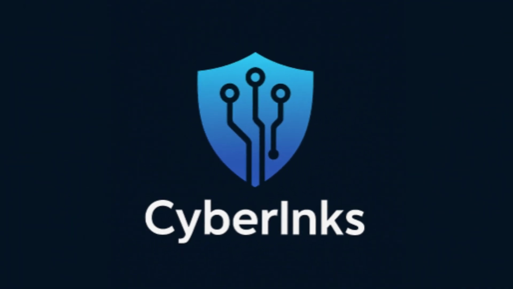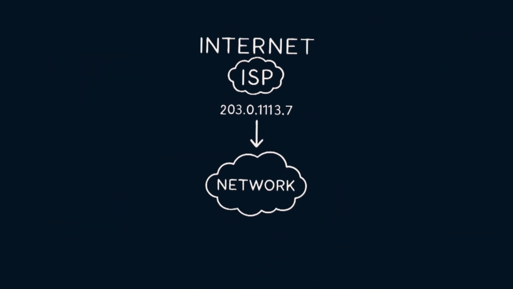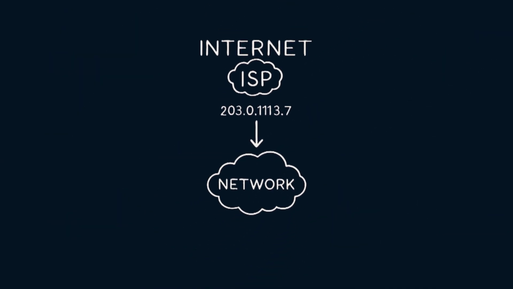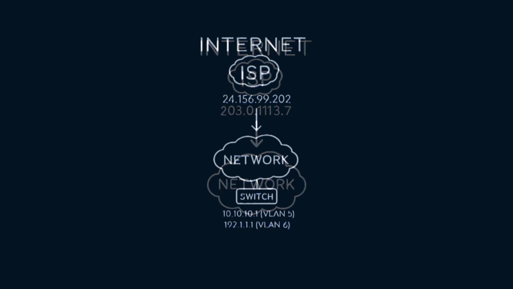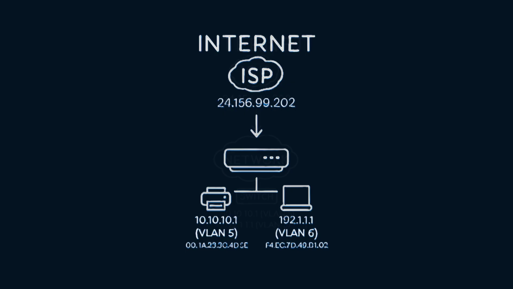So, to put everything together, the public IP is used to get to the correct network on the internet, and the private IP is used to get the traffic to the correct switch, and the MAC address is used to deliver the traffic to the specific device within that switch.